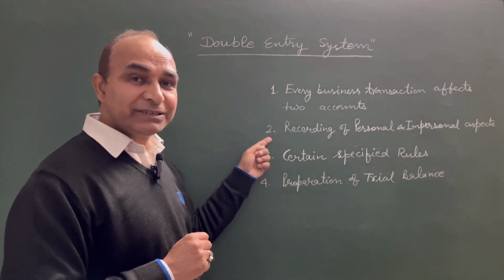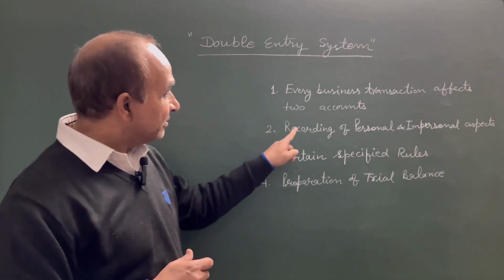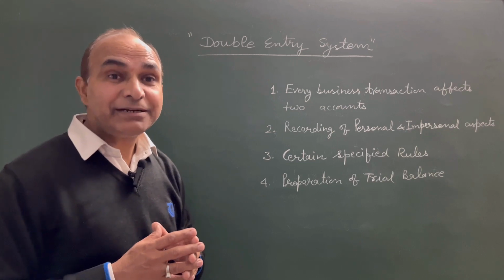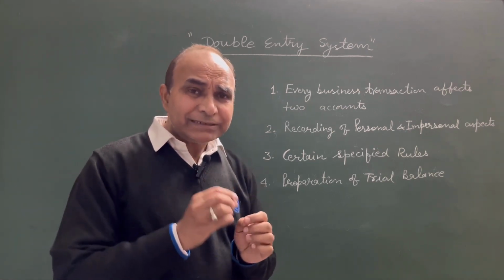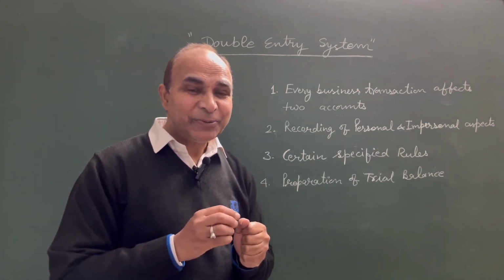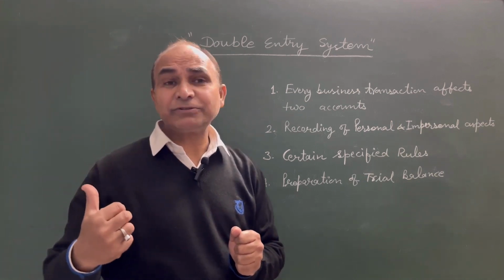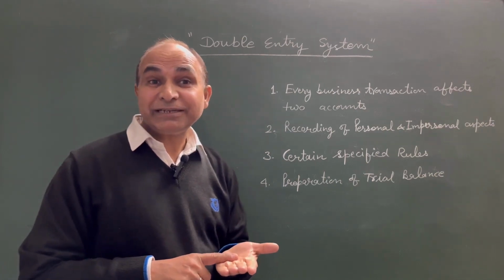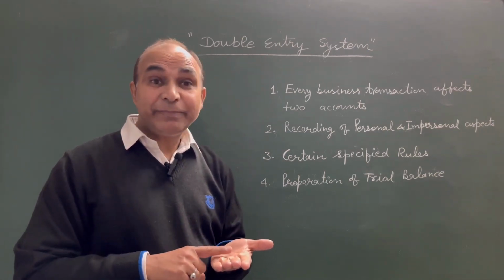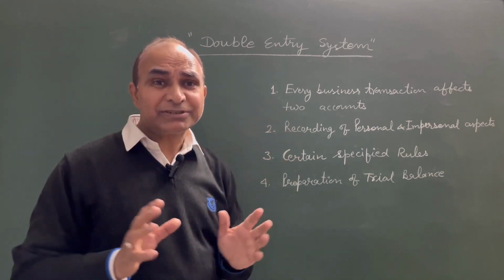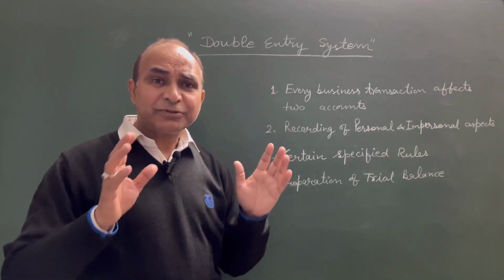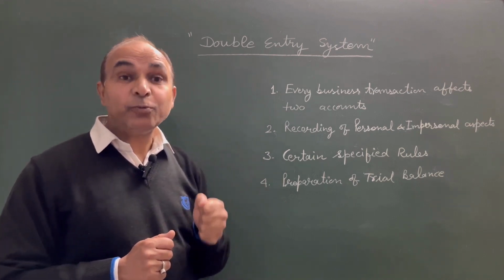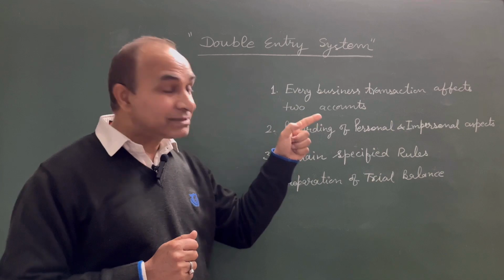Second principle or feature of double entry system is recording of personal and impersonal aspects. In double entry system, not only the person's accounts are maintained, but impersonal accounts are also maintained. Personal accounts means the accounts of debtors and creditors, the accounts of bank, insurance company. Not only these accounts are maintained, not only the accounts of suppliers or customers are maintained, but at that same time we also maintain the impersonal account.